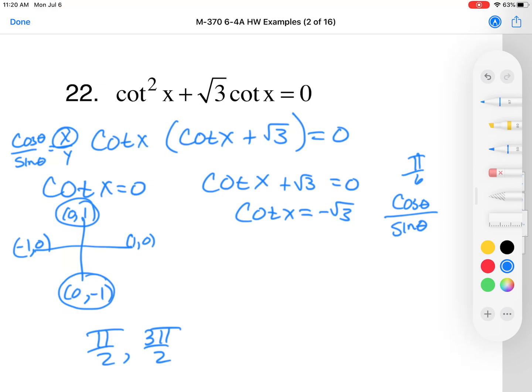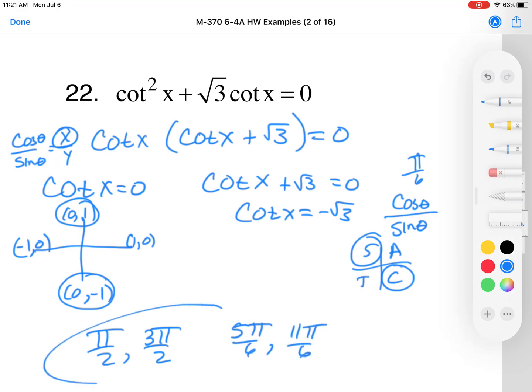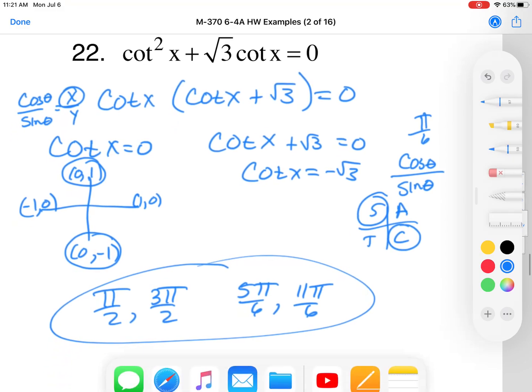However you did it in your trigonometry class that you passed to get into this one. So I need a pi over 6 reference angle where cotangent is negative. That would be in the second quadrant and in the fourth quadrant. So we're looking at 5 pi over 6 and 11 pi over 6. Those are your 4 angles coming out that way.